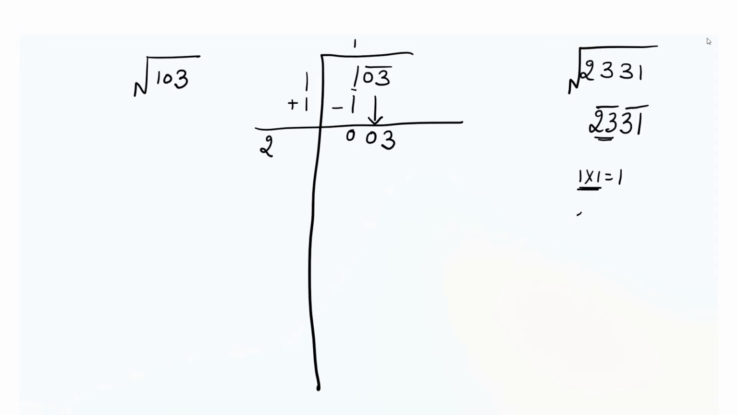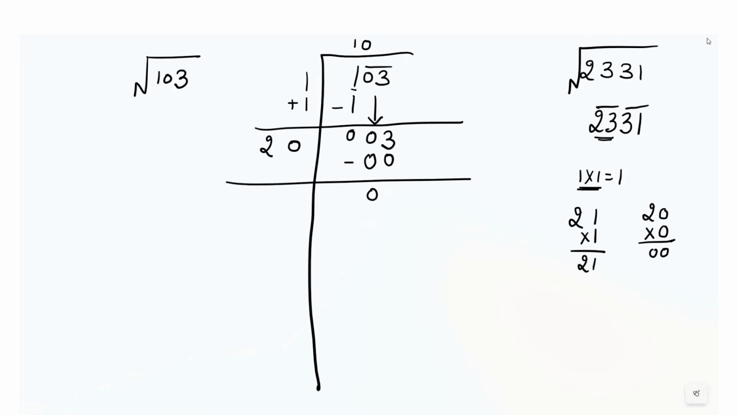Now after 2 we have to add a digit. For example, if I add 1, I have to multiply this number with 1. So I'll get 21. But here I need a number which is less than 3. So what I'll do, after 2 I will add a 0, because if I multiply 20 with 0, I'll get 0 which is less than 3. So I'll do that. We will add 0 in the answer, and here we are getting 0. Now we subtract it and we'll get here 3.